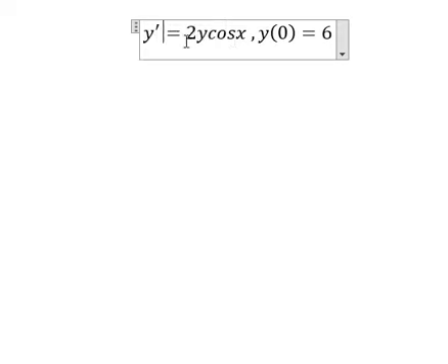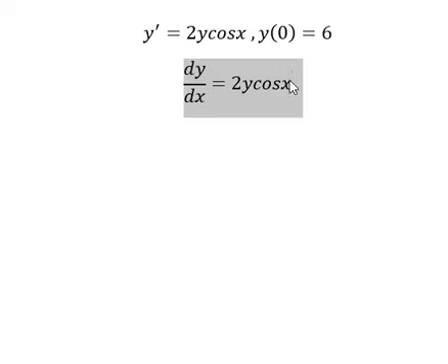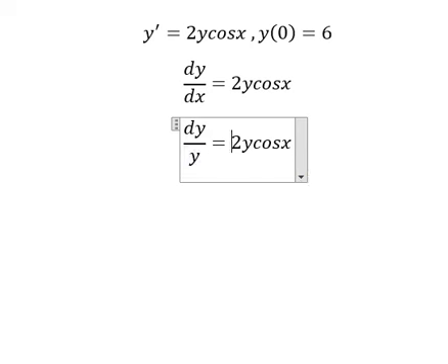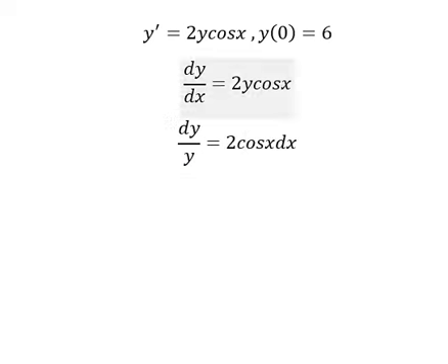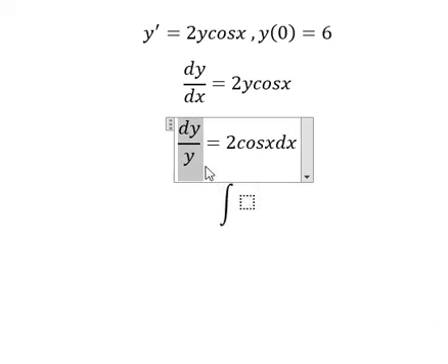About this one, we need to transform into dy over dx. So I will put y to the left, dx to the right. Next, we put the integration for both sides.